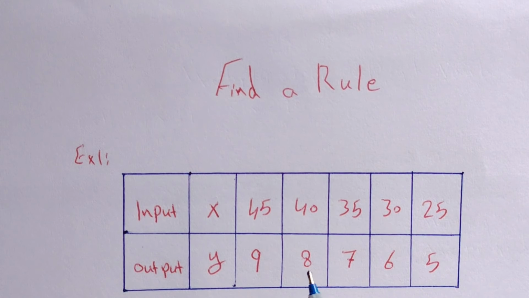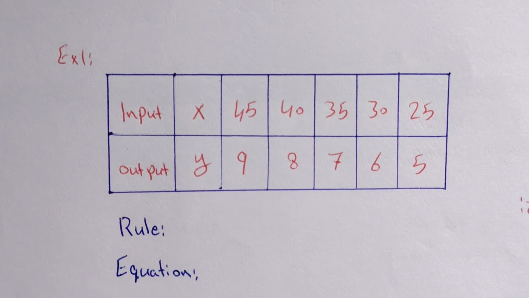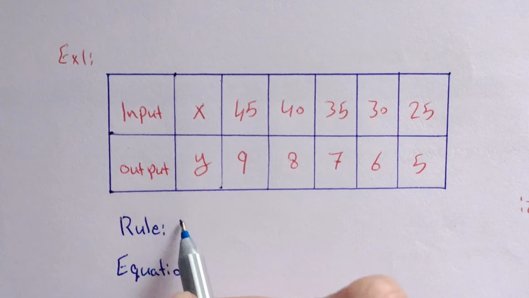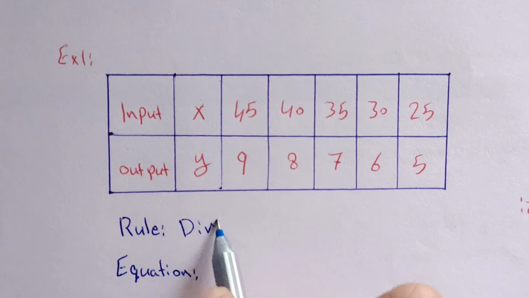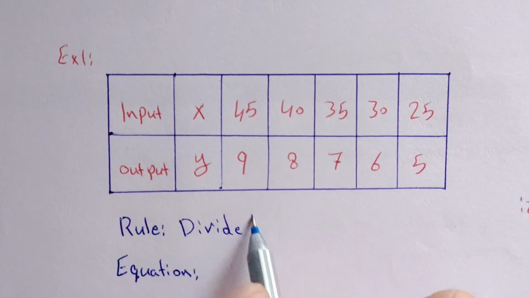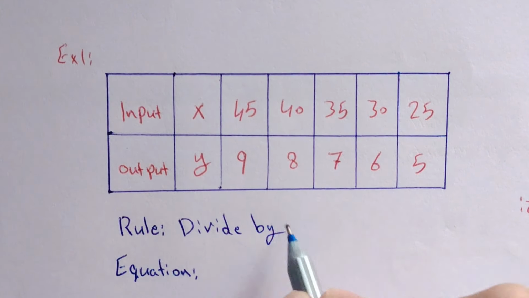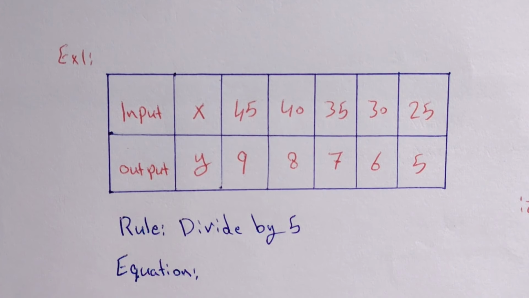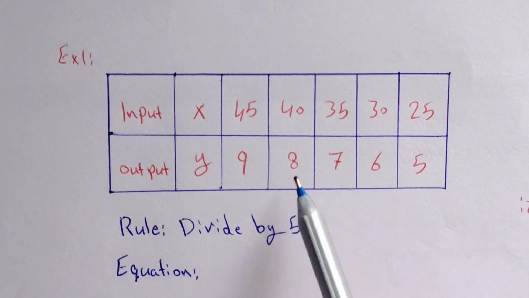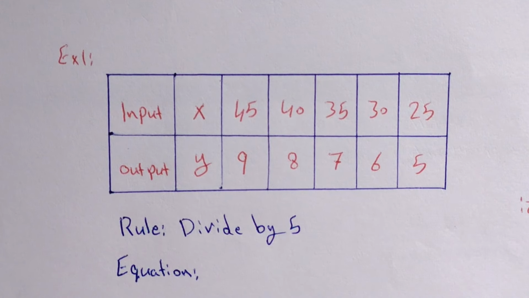For example, I'm gonna say that one is easy. 40 divided by 5 is equal to 8. So our rule will be divide by 5. Why divide by 5? Because 5 times 8 will be 40.